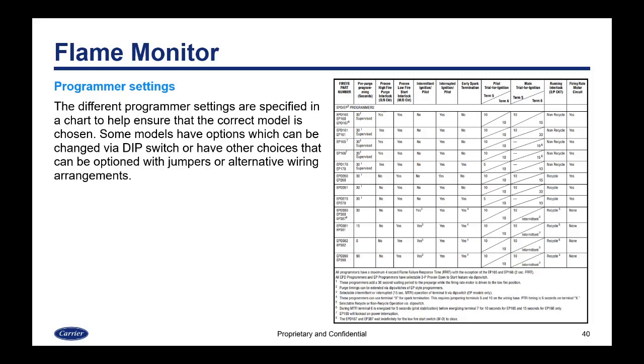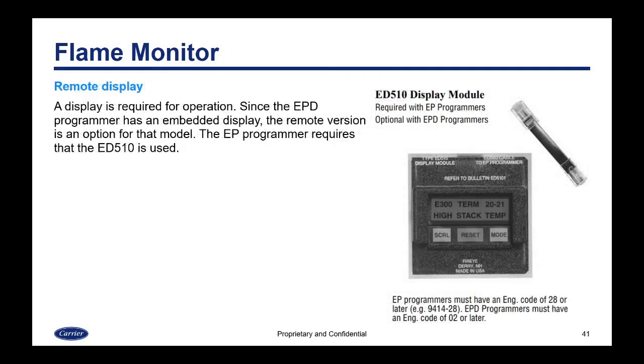Some of the options can actually be set with dip switches on top of what's listed in the selection, so there are some options that you can actually change. You can get a remote display for the flame monitor. A display is required for operation, so if you don't have an EPD, if you have an EP, you can get the remote display. If you have the EPD and you want an additional display, you can get the remote display as well. But you need to have one display at least.